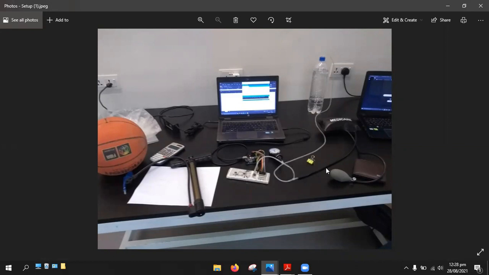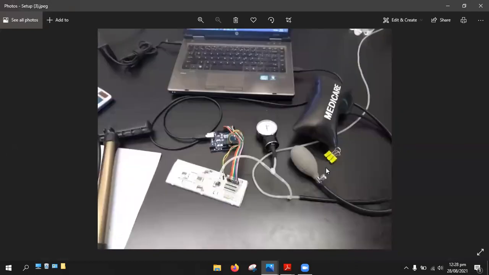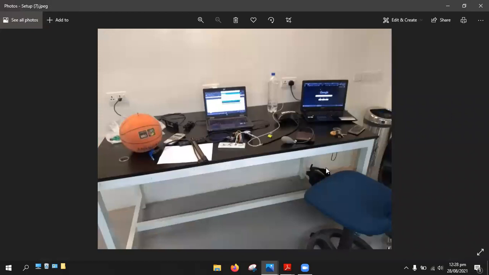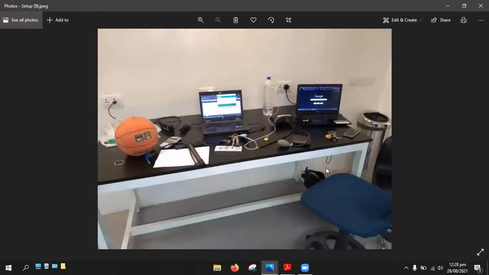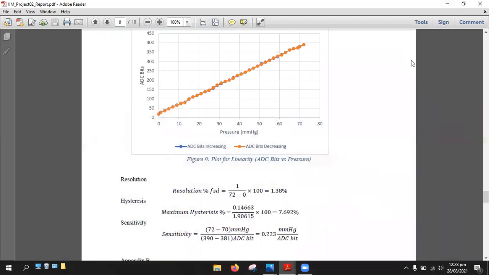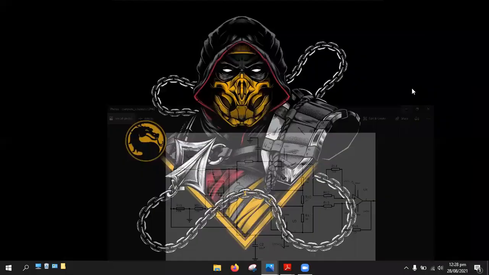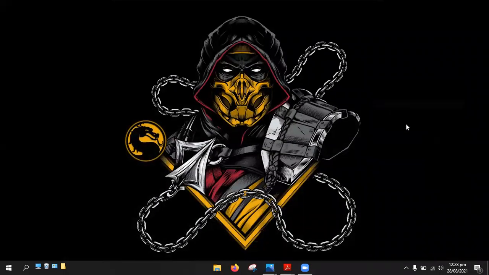Right, so these were a couple of pictures from the setup. I think that is all that I wanted to cover for this project within this presentation. And again, the details are something that you can find within the report, which I will be attaching with this video.